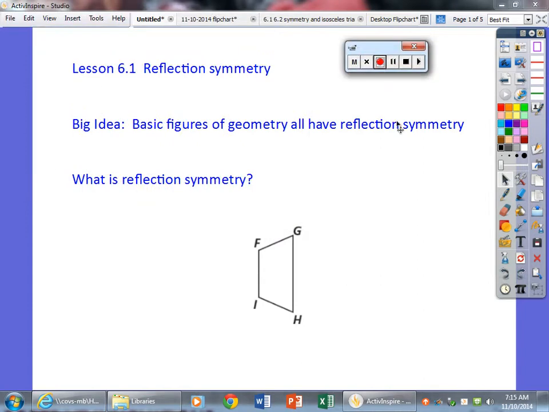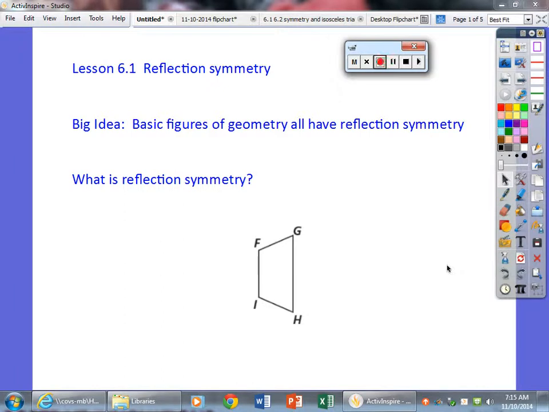Okay, so today we're going to go on to Unit 4. Unit 4 is Chapter 6. This is Lesson 6.1, Reflection Symmetry. The big idea is that basic figures of geometry all have reflection symmetry. And then we're going to answer three basic questions.